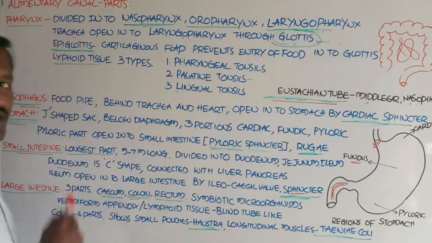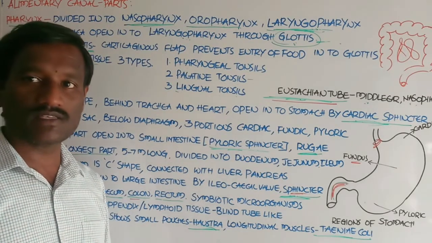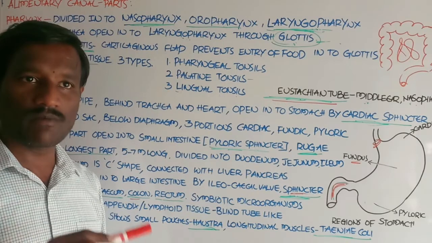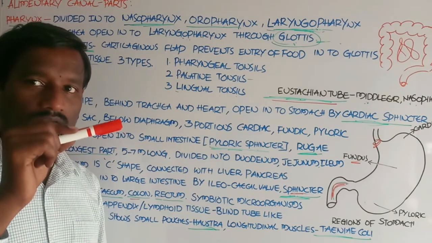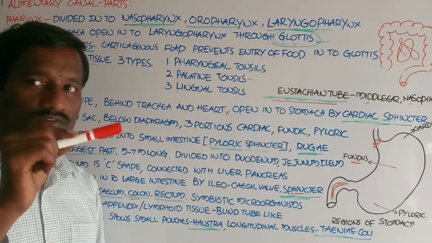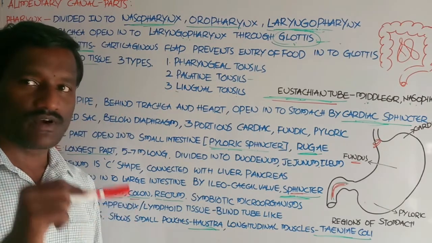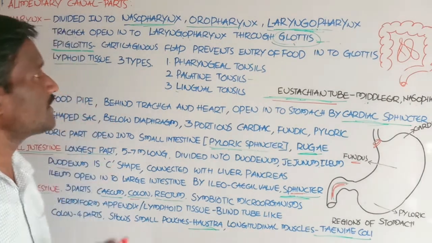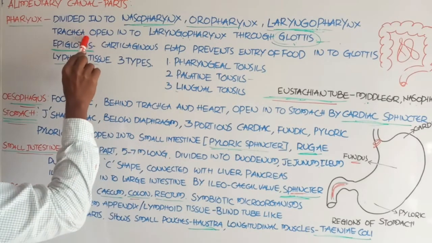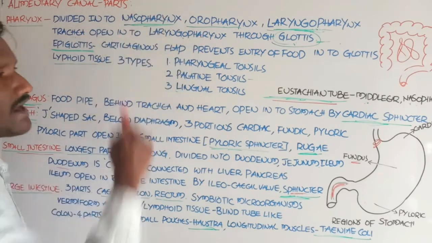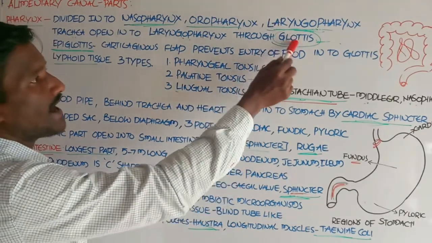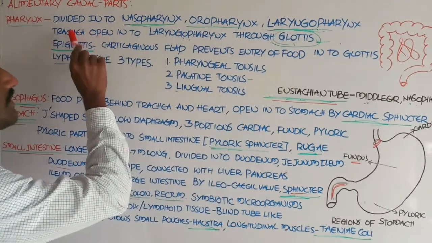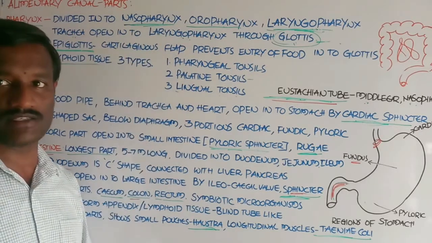Okay, trachea, you know the trachea. The trachea is the windpipe, and it is part of the respiratory system. The trachea opens into the laryngopharynx through the glottis. The glottis is the connecting link between the trachea and the laryngopharynx.